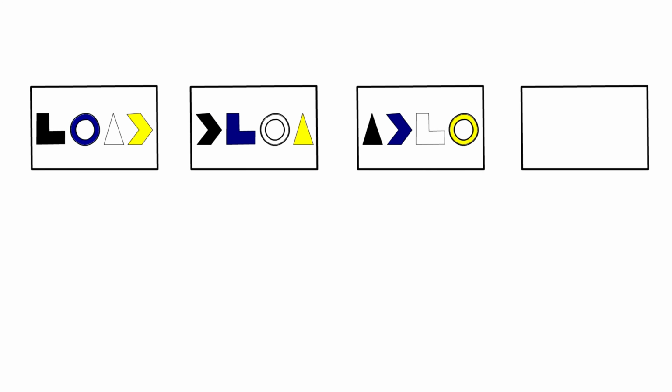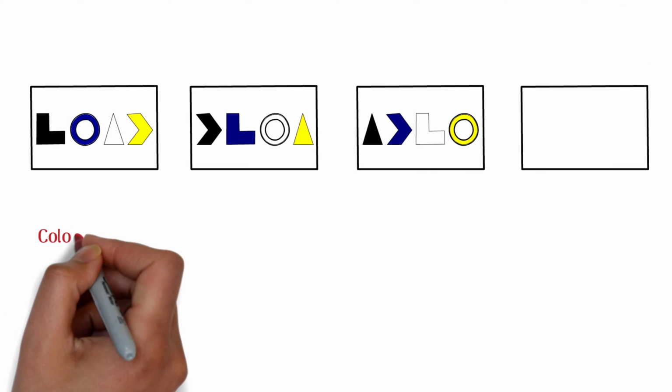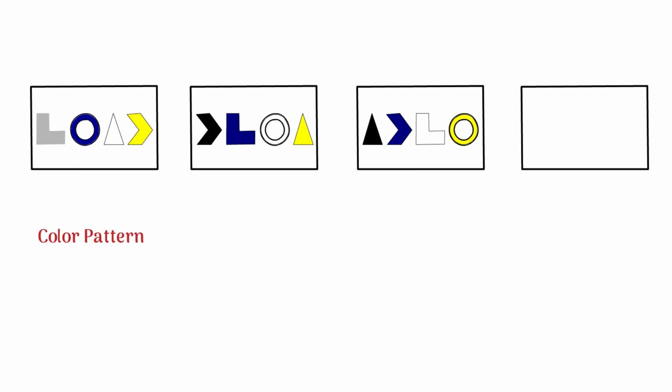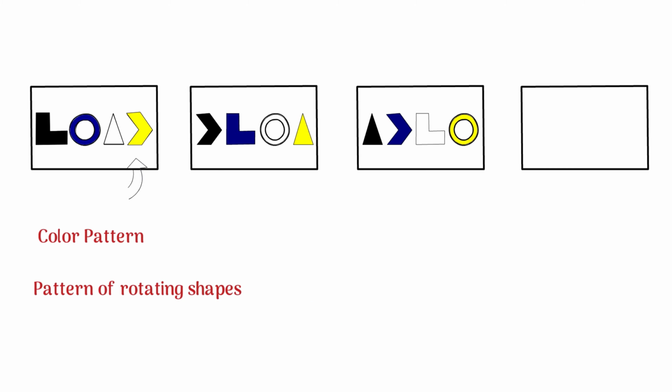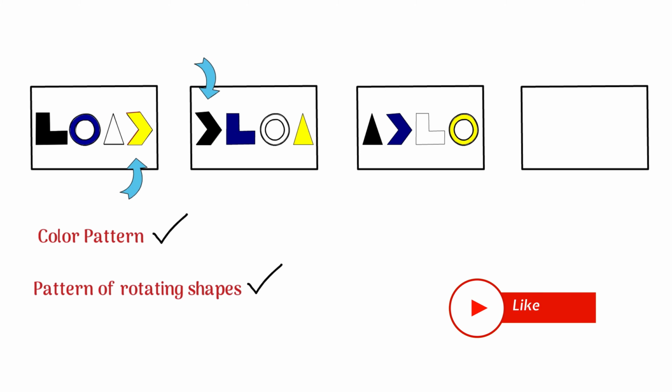In these types of problems, there are typically multiple patterns present. For example, let's look at the color pattern. If you look closely, you see that the first shape inside the rectangle is always black, the second shape is always purple, the third shape is always white, and the rightmost shape is always yellow. The second pattern that you can see if you look closely is the pattern of rotating shapes. You can see that the rightmost shape in the previous rectangle always becomes the leftmost shape in the next rectangle. For example, the yellow arrow from the first rectangle becomes the black arrow in the second rectangle. If you are able to identify at least one of these patterns, you will be able to solve this problem.